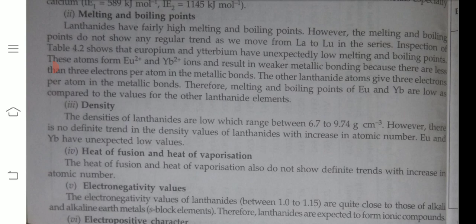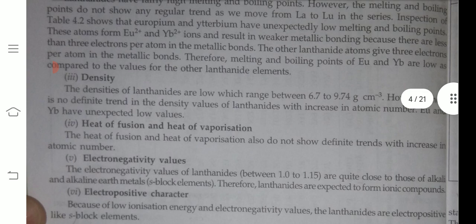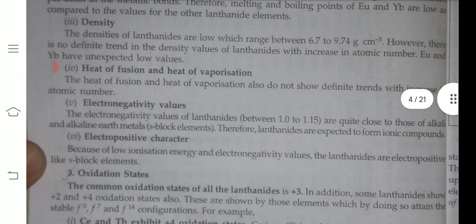These atoms form Eu2+ and Yb2+ ions and result in weaker metallic bonding because there are less than 3 electrons per atom in the metallic bond. The other lanthanide atoms give 3 electrons per atom in the metallic bond. Therefore, melting and boiling points of europium and ytterbium are low as compared to the values of the other lanthanide elements. Density. The densities of the lanthanides are low, which range between 6.7 to 9.74 gram per centimeter cube.